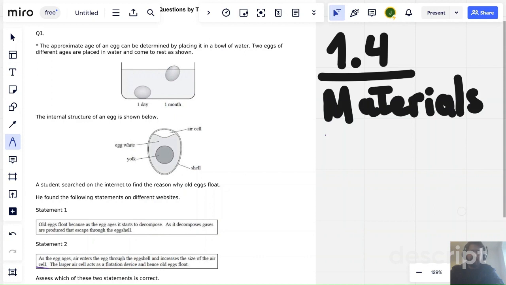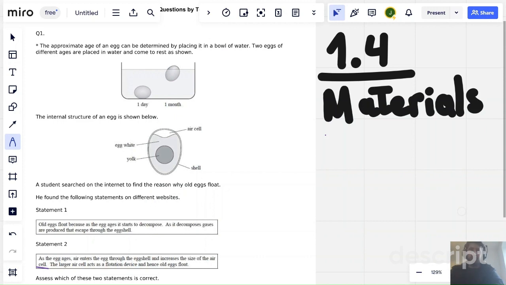The second statement is: as the egg ages, air enters the egg through the eggshell and increases the size of the air cell. The larger air cell acts as a flotation device, and hence old eggs float. We have to assess which of these two statements is correct.